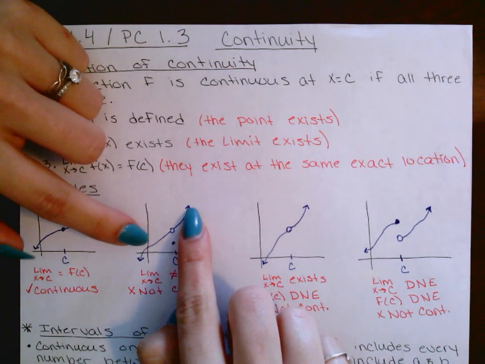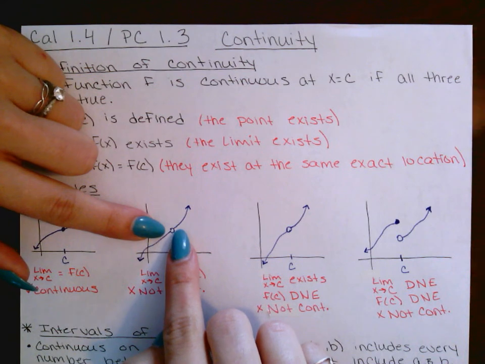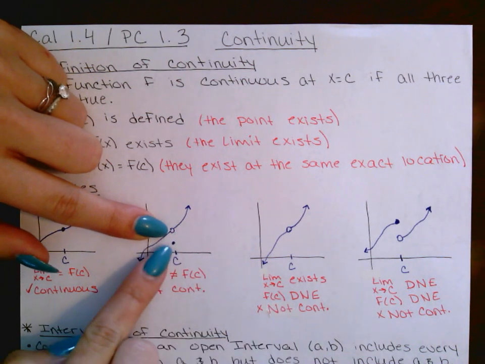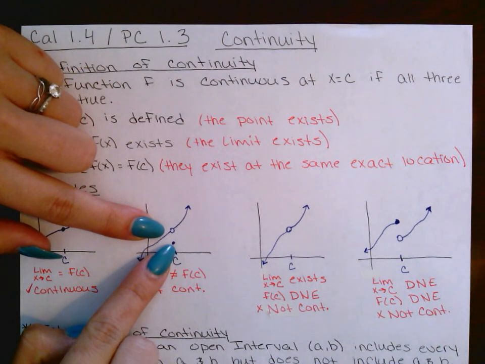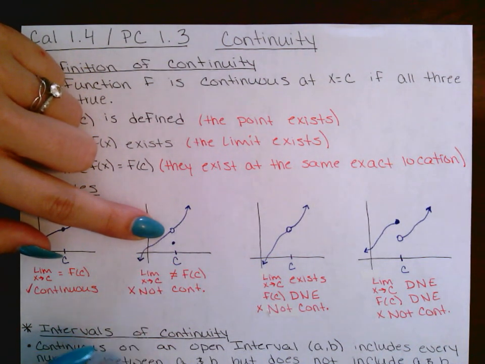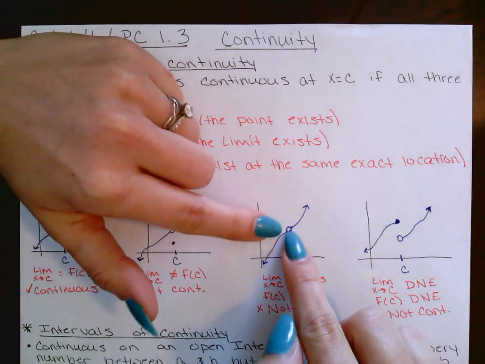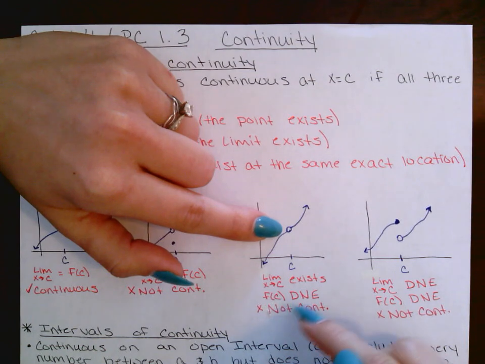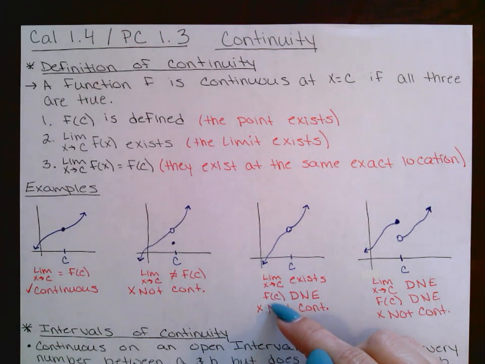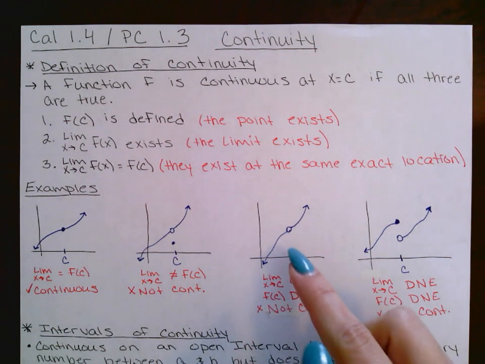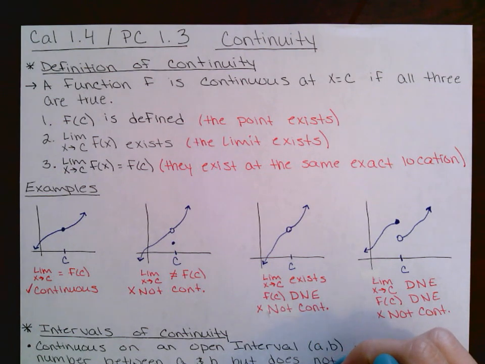If I look at the function from the right and from the left, it's going to the same location. So the limit exists, and the point exists down here, but the limit and the point are not in the same exact location. Therefore, it is not continuous. For this next one, from the right and from the left, going to the same place. Therefore, the limit exists. But the point, f of c, is not defined, meaning it does not exist anywhere there. I can't fill in that hole. Therefore, it is not continuous.